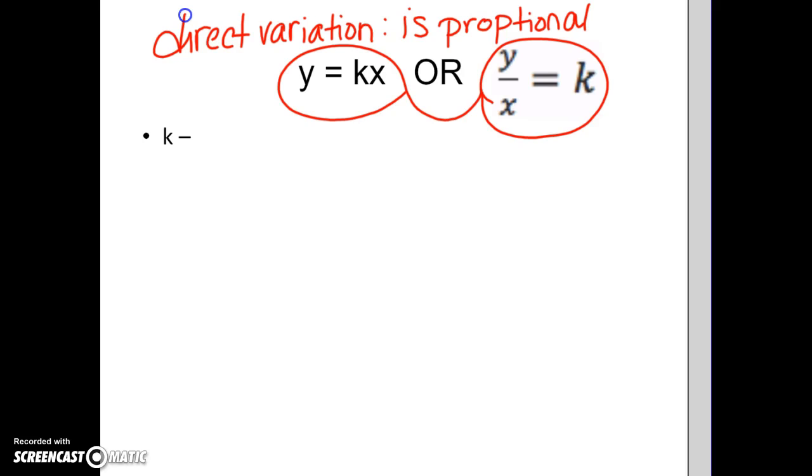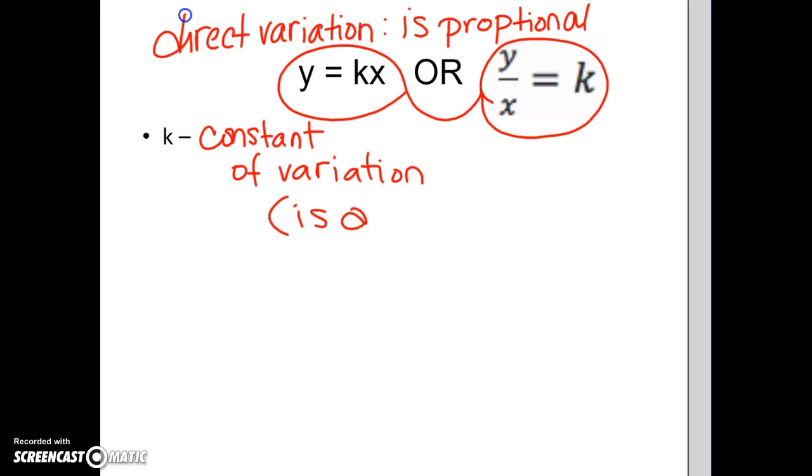The k simply is the constant of variation. And actually, you are going to recognize that more because the constant of variation is a slope. Okay? It's not called m because it's a very specific slope, and it is titled the constant of variation.